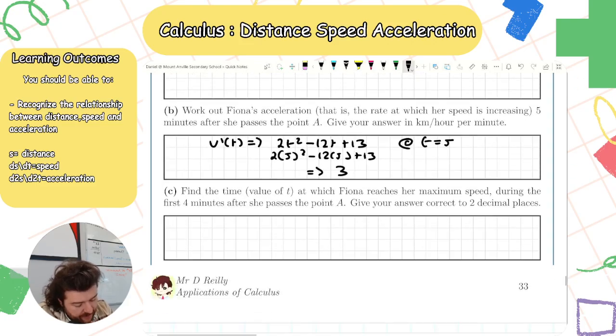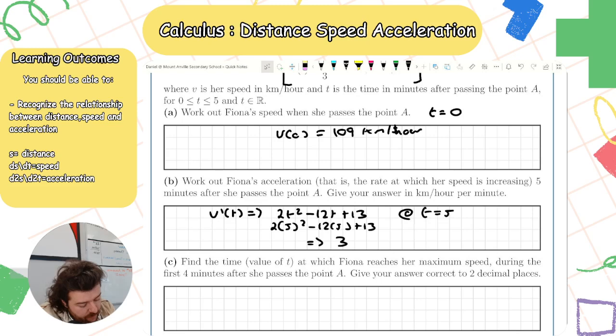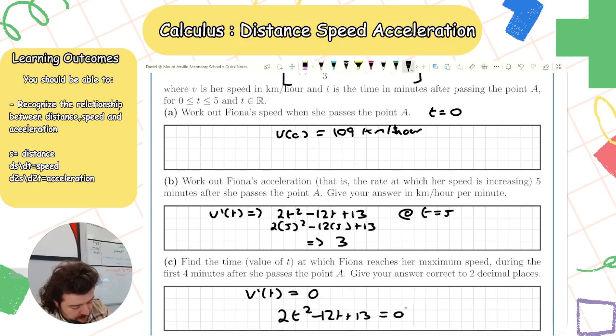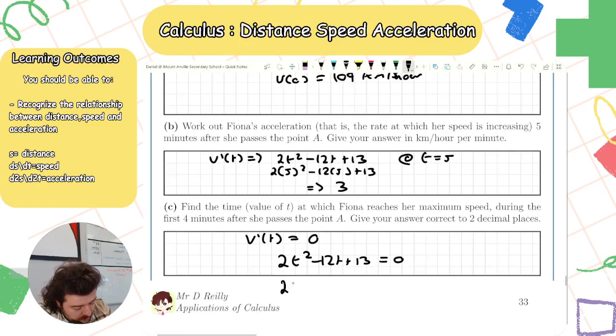Acceleration is 3. Then find the time value t where Fiona reaches her maximum speed. So for her maximum speed, the first derivative is equal to 0. So 2t squared minus 12t plus 13 is equal to 0. Give your answer correct to 2 decimal places.